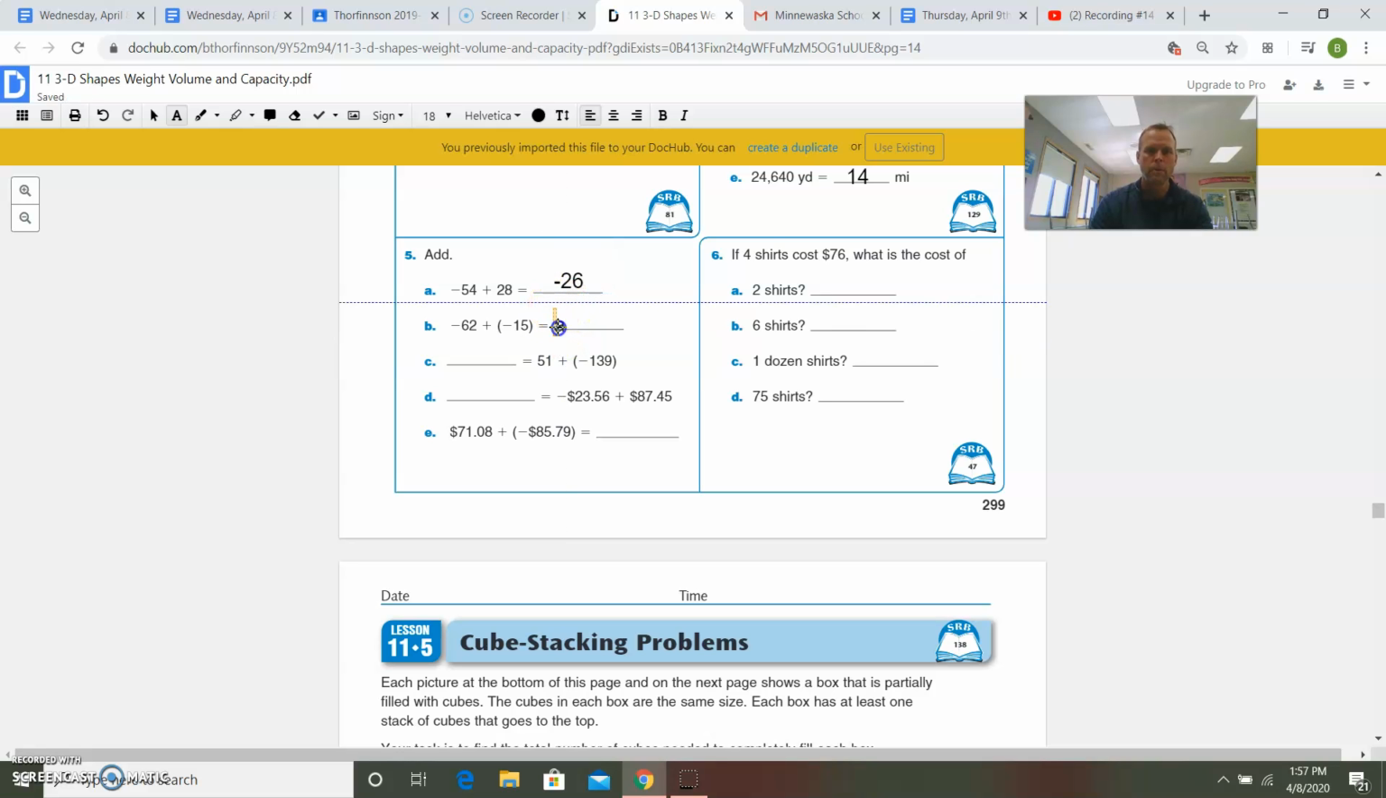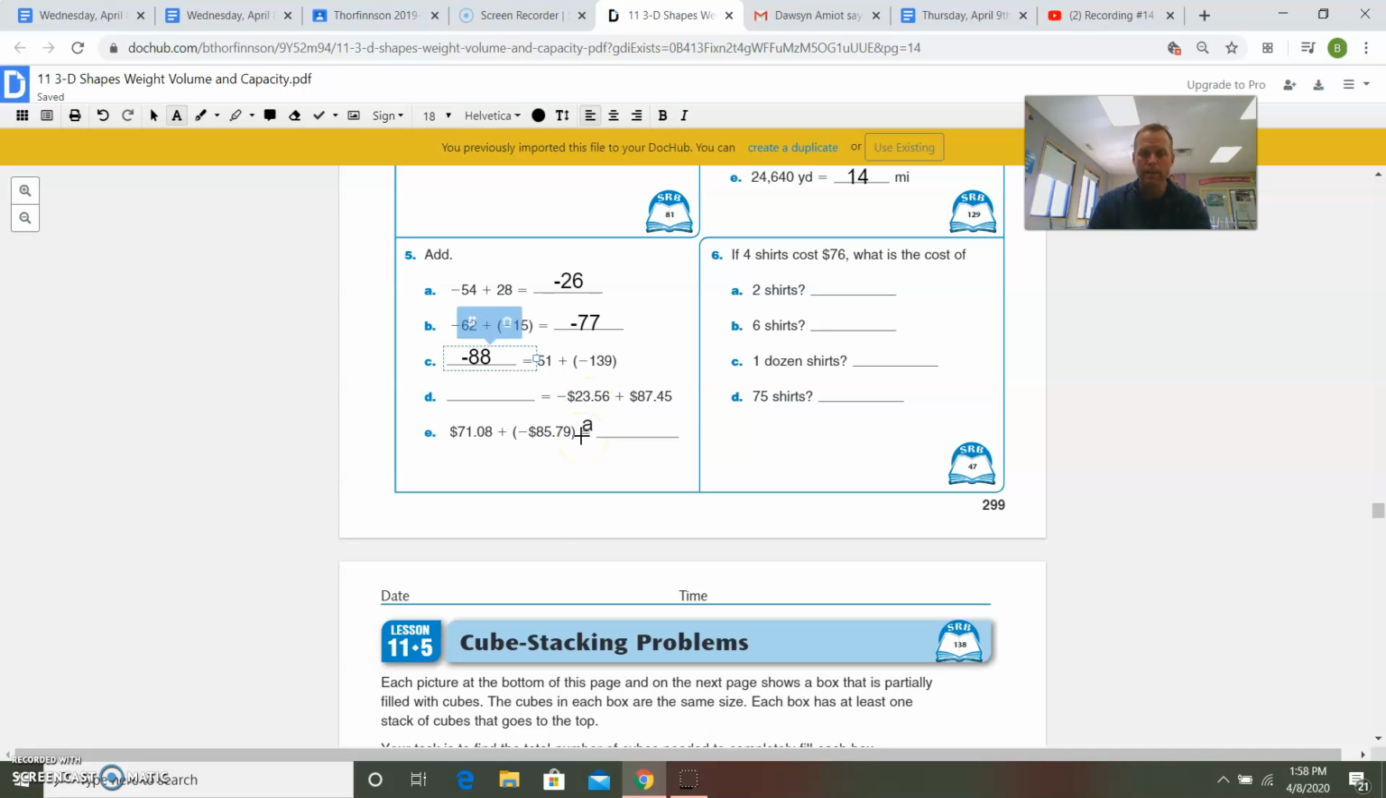The answer is negative 26. This one, you'd start at 62. You would face the positive numbers, but you would walk backwards. So you're actually adding those two together, and you would get a negative 77. Next, 51 plus a negative 139. Start at 51, you face the positive numbers, but you're going to walk backwards. We're going to subtract these two numbers, and you would get a negative 88.